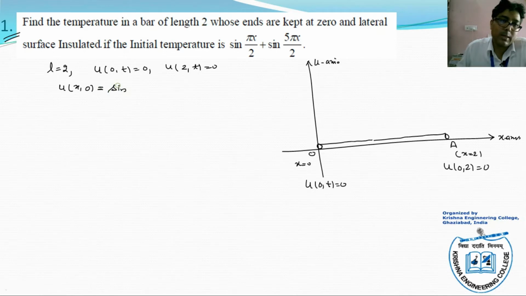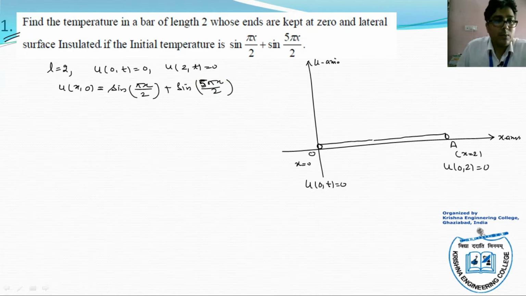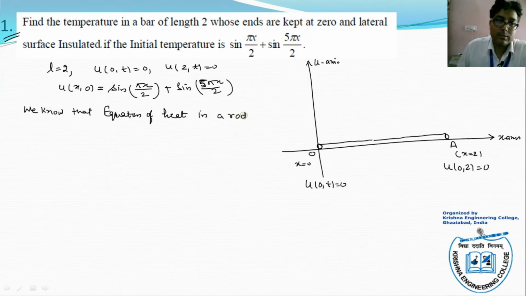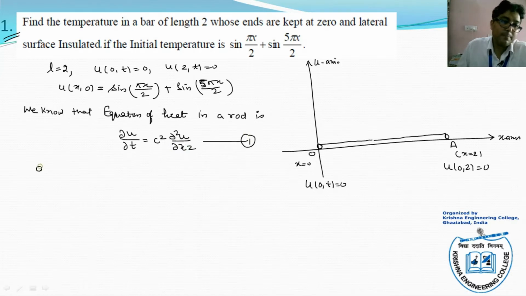This is given as sin(pi x by 2) plus sin(5 pi x by 2). Clear? We know that the equation of heat in a rod is del u over del t is equal to c square del square u over del x square. This is equation number first.